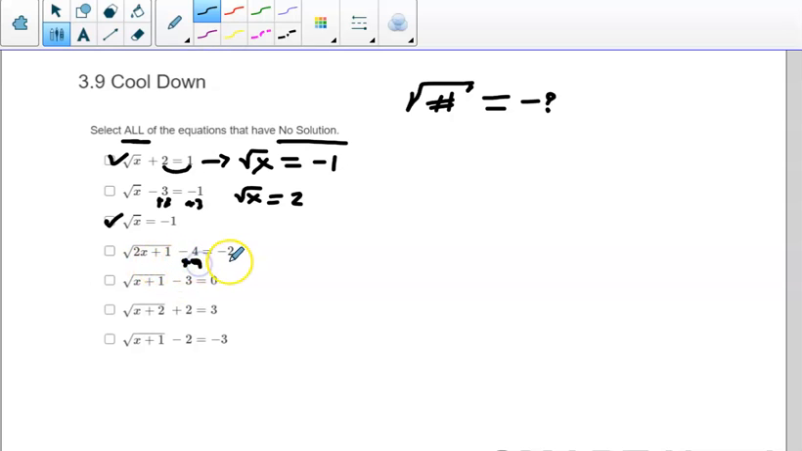What about this one? If we add 4, this becomes +2. That one's okay. If I move this, it becomes +3. That's okay. -2 minus 2, that's equal to 1. That's fine. And if I add 2 here, it becomes the square root equals -3 plus 1. That's -1. So this is no solution as well. Okay, so I had 3 options that had no solution.